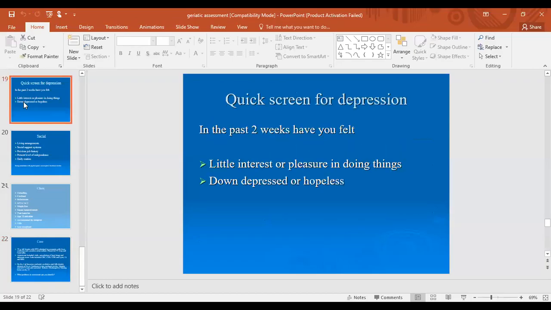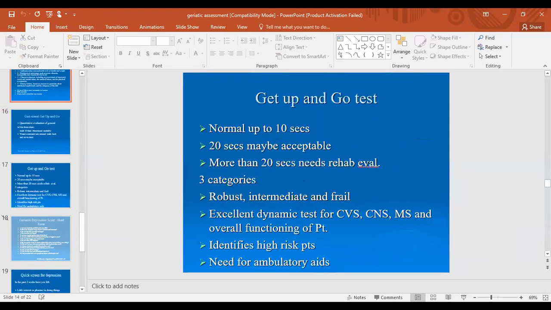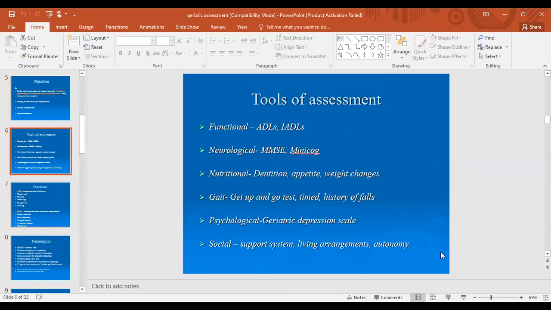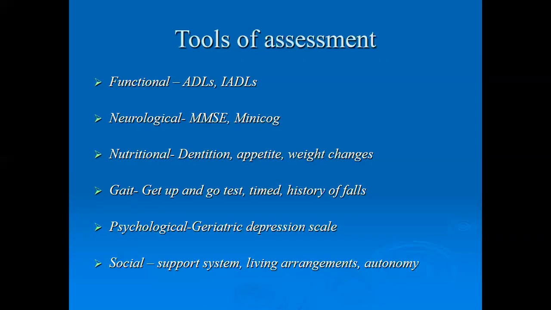So as far as the geriatric assessment is concerned, the take-home message is that you need to assess this population in these terms, and you should know what tools are attached to it. Functional assessment is very important, neurological is very important, the nutritional aspect is very important, the get up and go test is very important, assessing for depression is very important, and exploring social support is also very important.